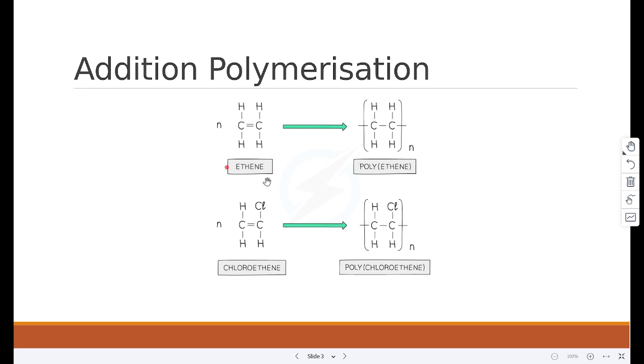polypropene. So we have used ethene, so the name will be polyethene. Over here, this is chloroethene. So the double bonds are broken and now they are known as polychloroethene.